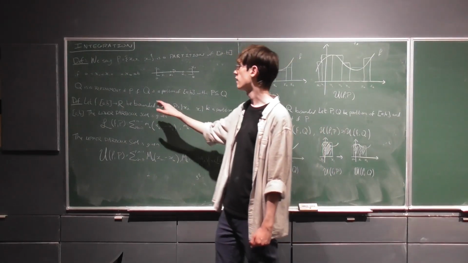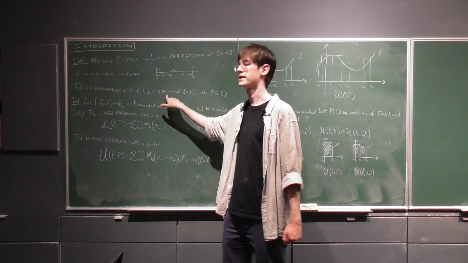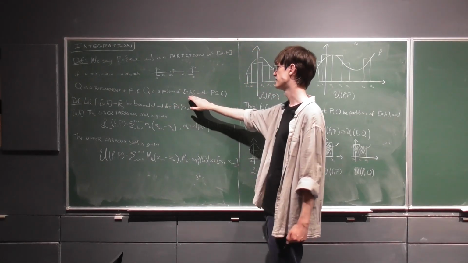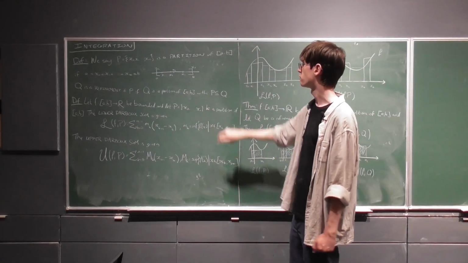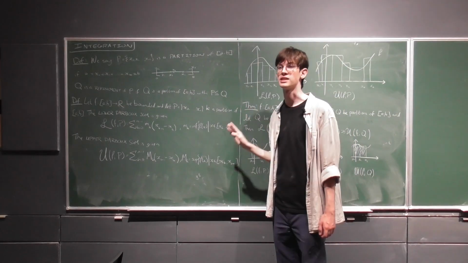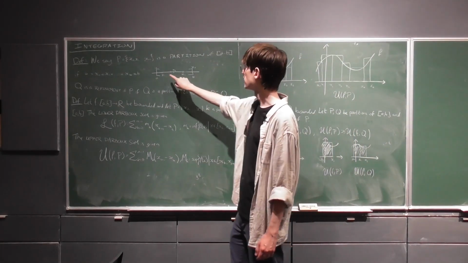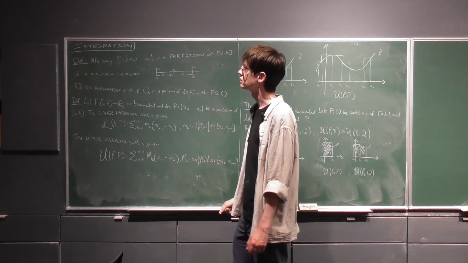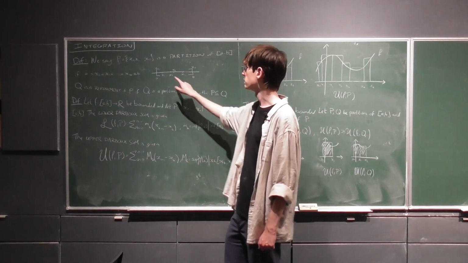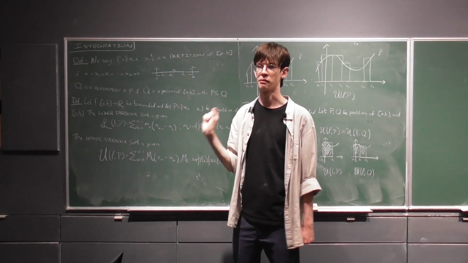We call Q a refinement of P if Q is a partition in its own right, of the same interval, with P being fully contained within Q. So Q just contains more points. You can think about that; it makes sense that if we just added in one more point here, we'd be breaking the interval into finite pieces.